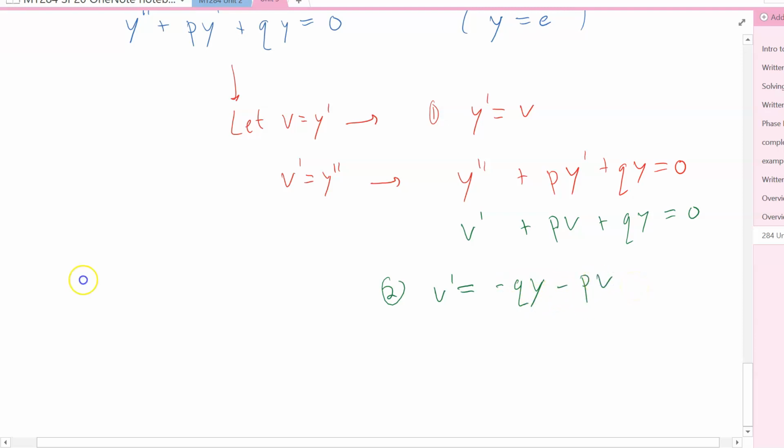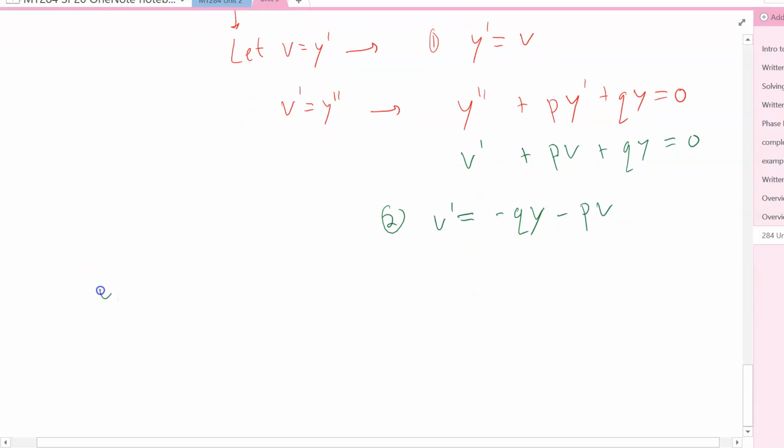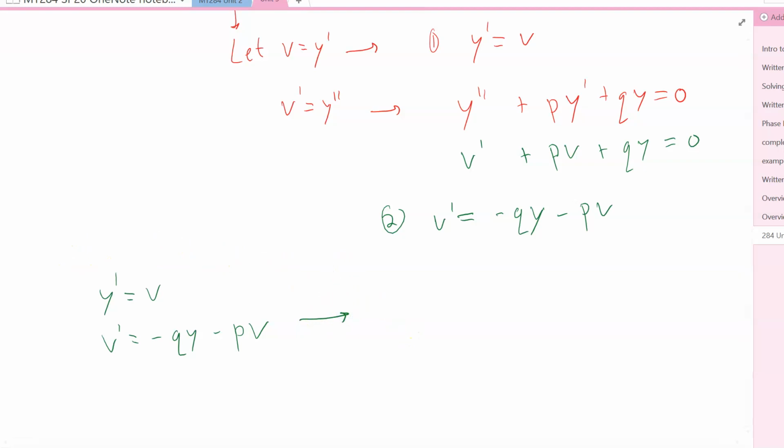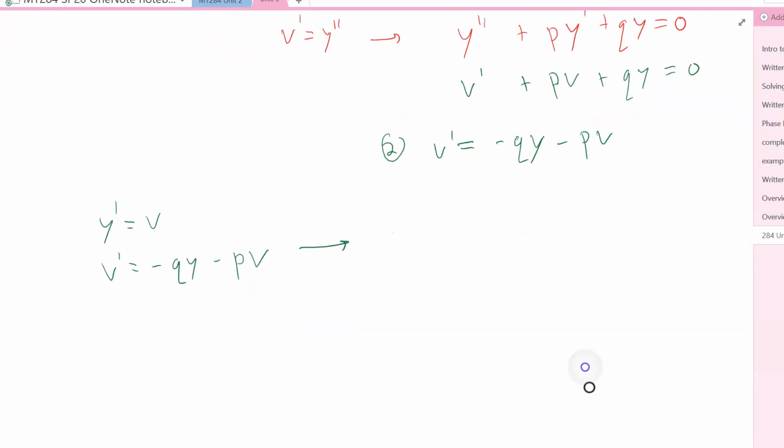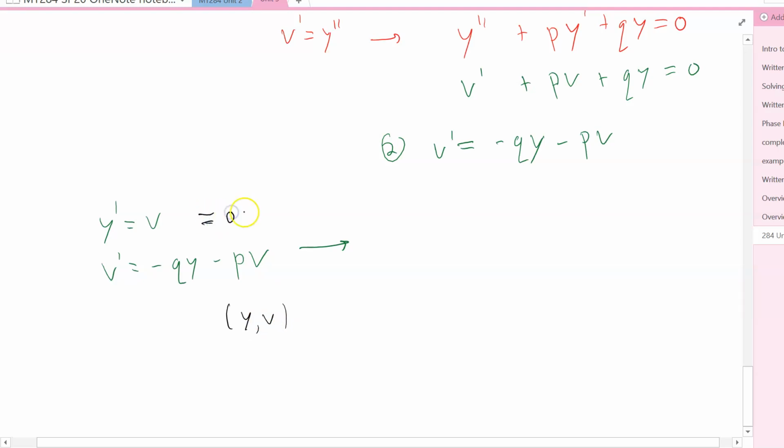All right, so let's just write that system in matrix form to finalize this. So again, we have this system, y prime equals v, v prime equals negative q times y minus p times v. Now, converting this over to linear system matrix form, keep in mind here that the ordered pairs we're looking to solve for the system is not x and y, but it's y and v. So y is the first unknown. So the right-hand side of the first equation is actually going to be 0y plus 1v.